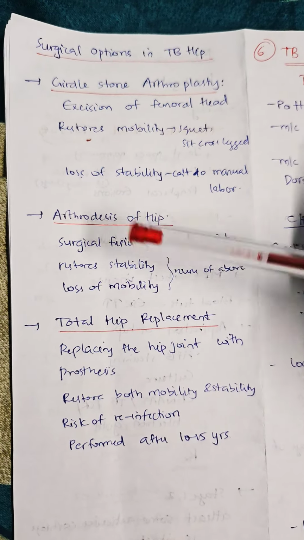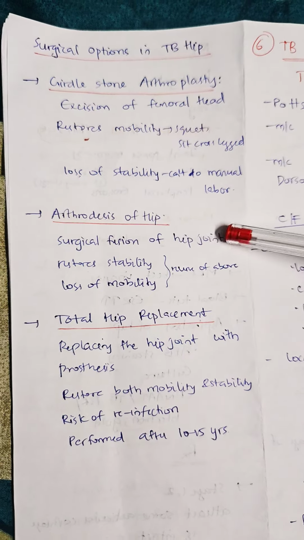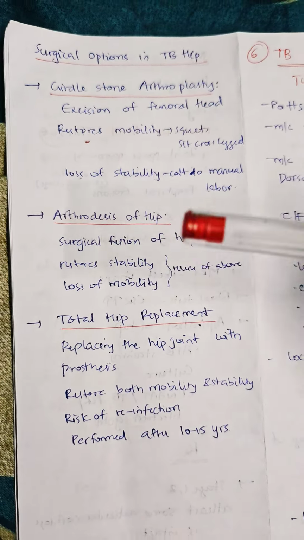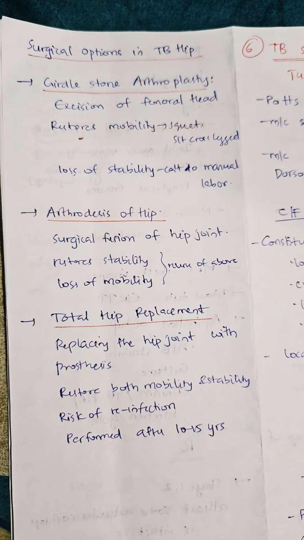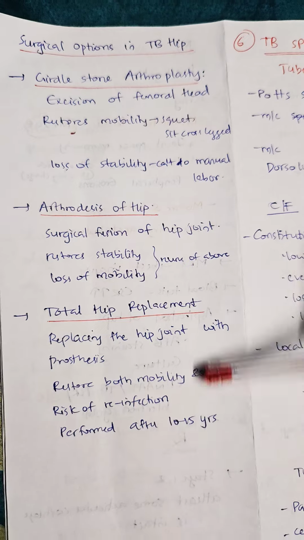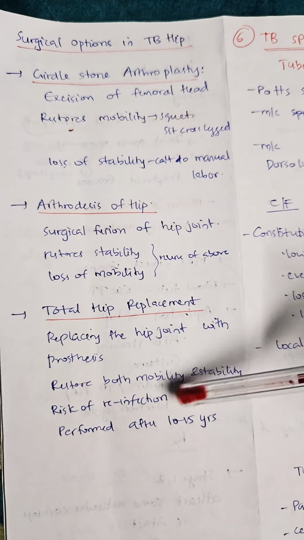So, instead of the pathological fusion, there will be surgical fusion of the hip joint that restores the stability, but there is loss of mobility. So the joint will not be mobile, and the person cannot squat or sit cross-legged. In total hip replacement, there is restoration of both mobility and stability, but there is risk of reinfection.